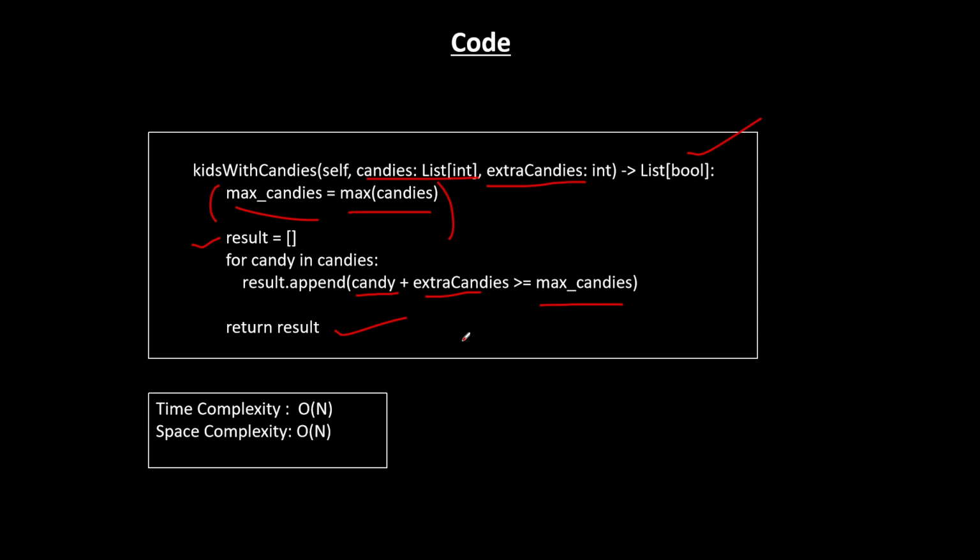Now the time complexity for this problem will be O of n because we're traversing the candies list of size n. And space complexity would be O of n because we are creating a result list and storing all our results in it, true or false, and we're returning it. So it would also take size n, which is equivalent to the size of the candies.